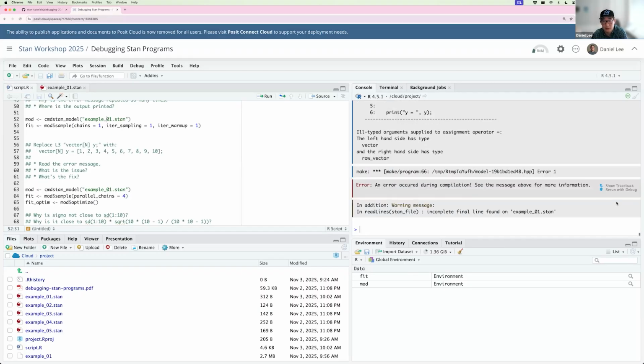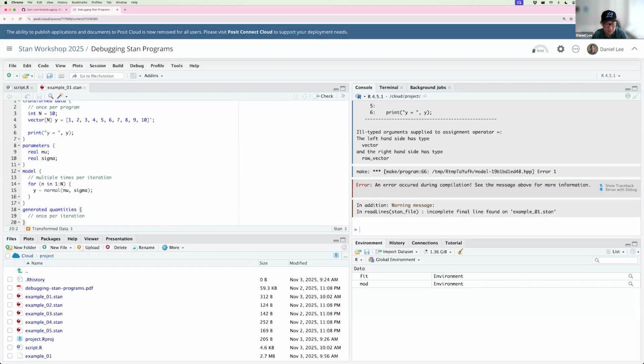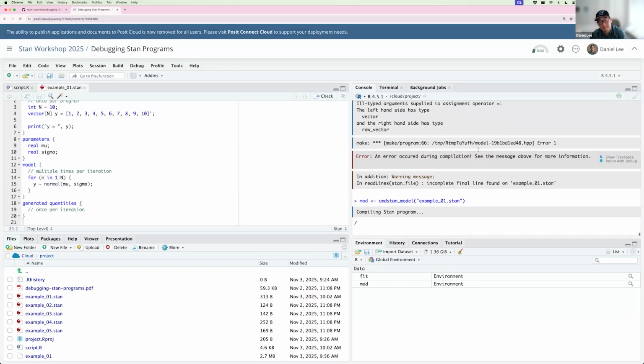The warning here is from readLines, that it doesn't like incomplete final lines. So if we go back here and add the line, that warning should go away. That's an R issue, not really an issue for anything else.